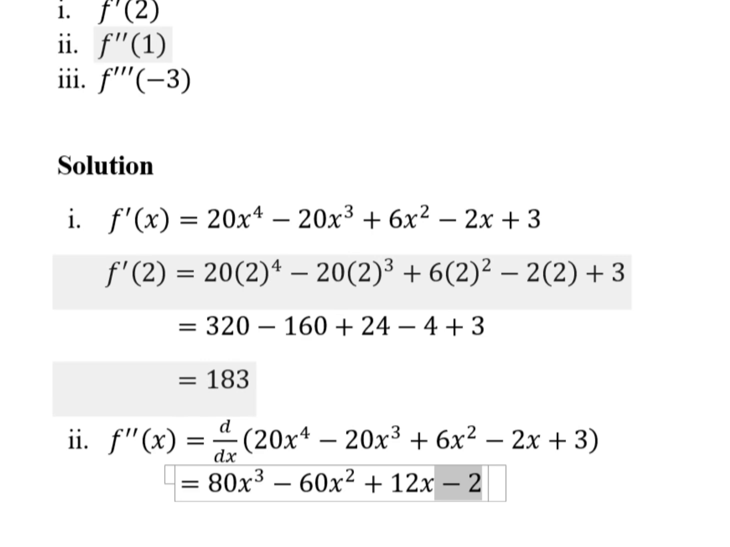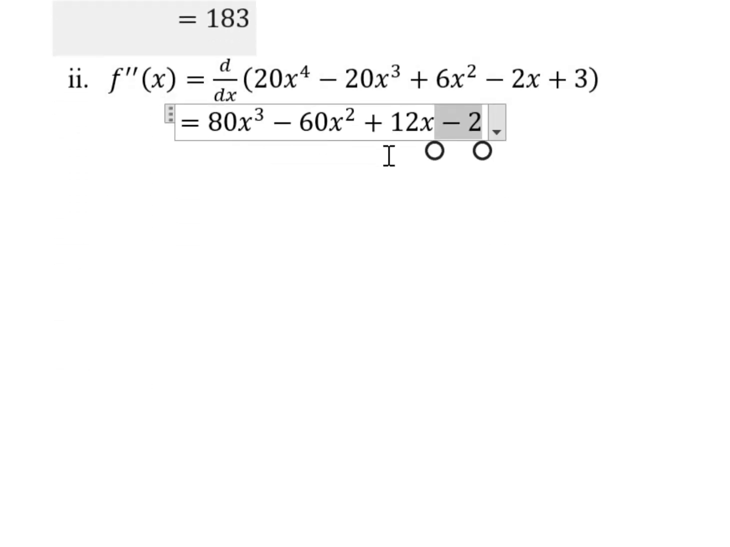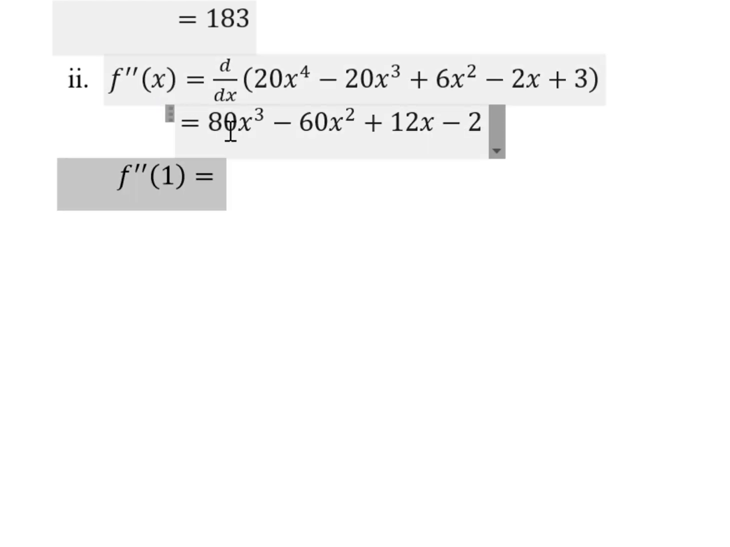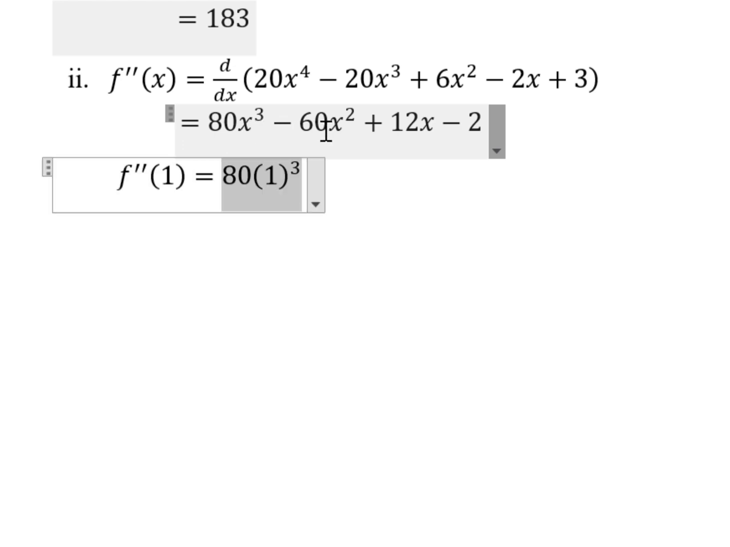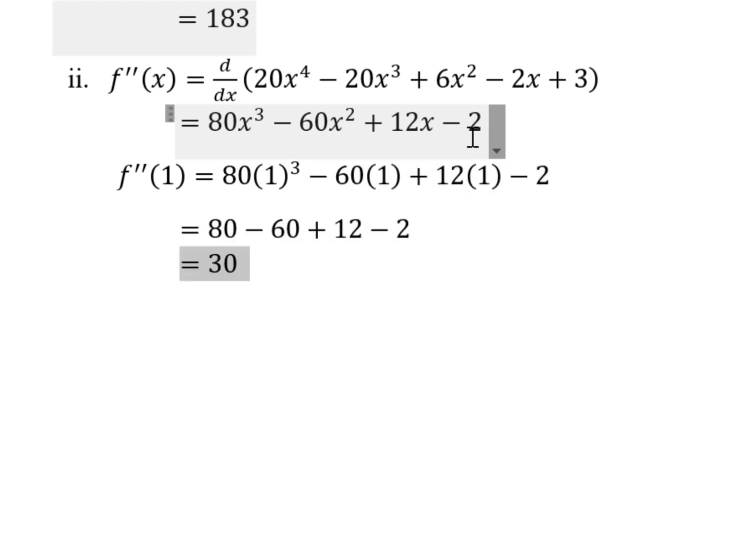But looking at the question, we want f''(1). So after getting this second derivative, we substitute x with 1 and get the value. So this will be 80 into 1^3 minus 60 into 1^2 plus 12 into 1 minus 2. And that gives us 30.